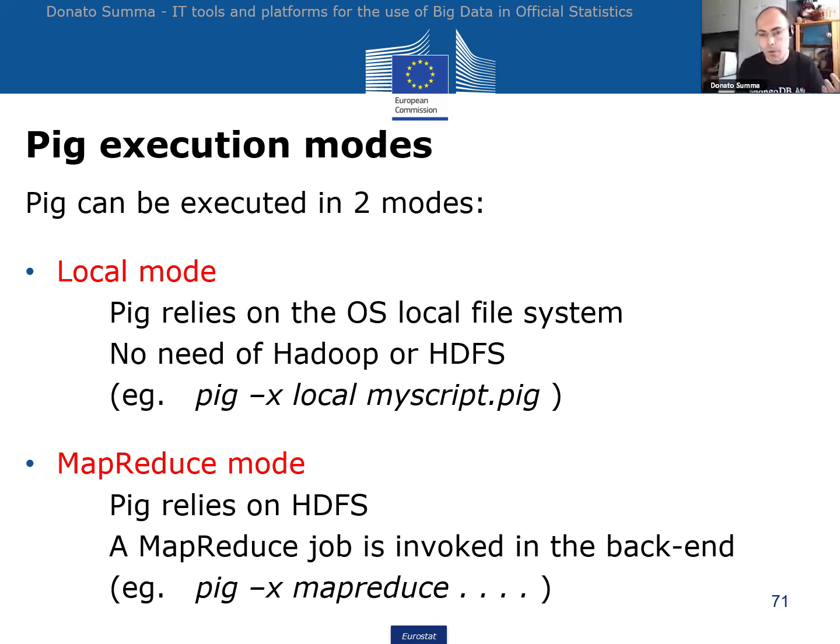most common case, the most common mode of using Pig is the MapReduce mode. In this mode, Pig relies on HDFS and of course needs Hadoop. So in MapReduce mode, a MapReduce job is invoked in the backend. And in this case, what is going to happen is what I told you in the previous slides.